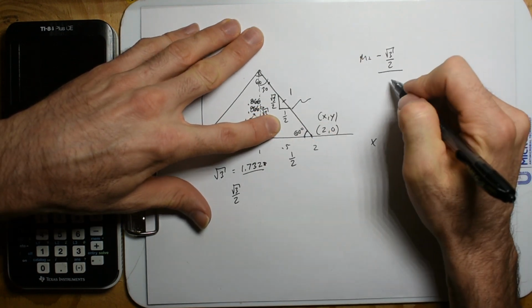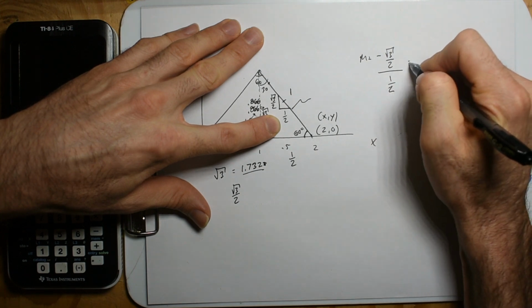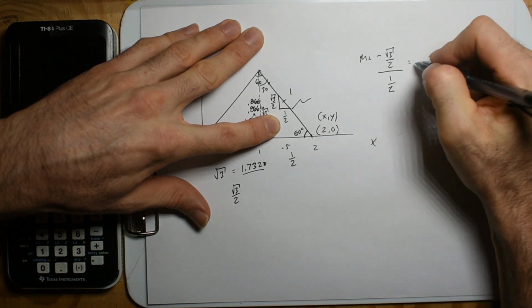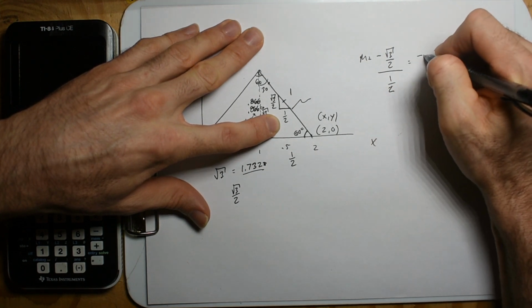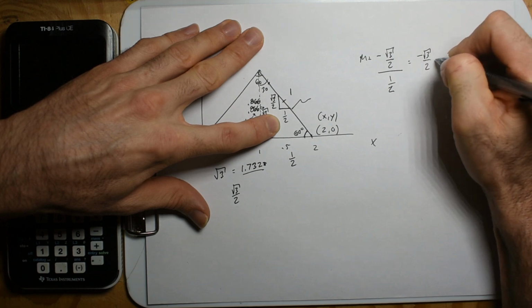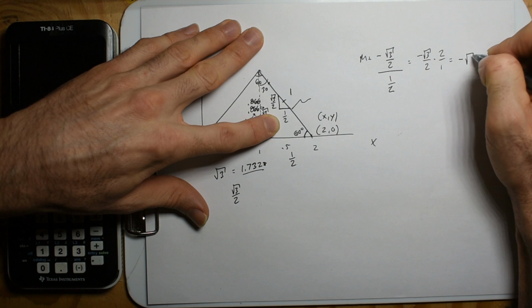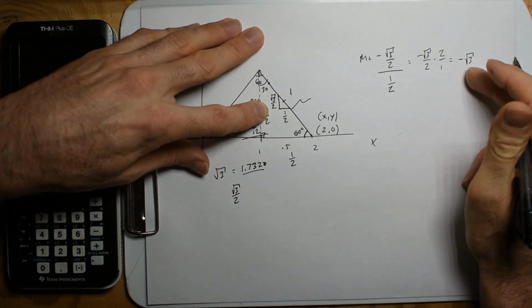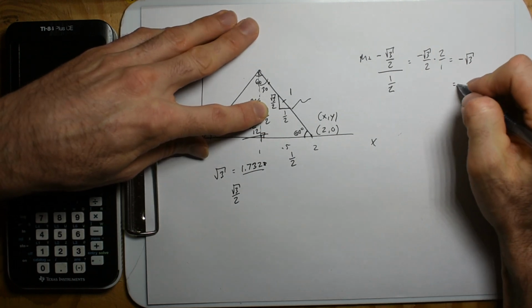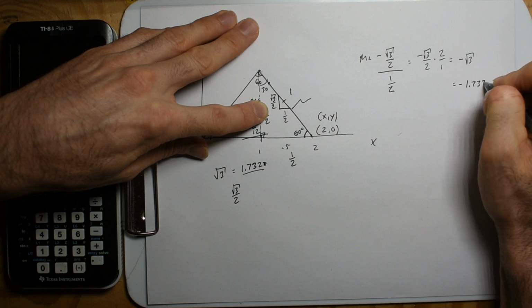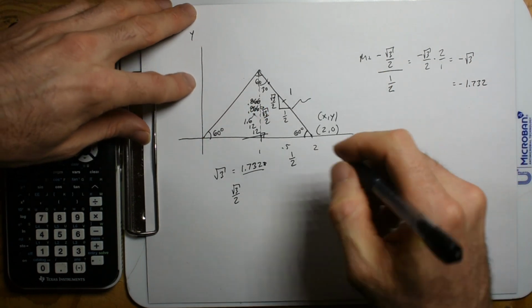And then my run is 1/2. Okay, hell yeah. So dividing by a fraction is multiplying by the inverse. And so I can multiply by 2 divided by 1. So right here my slope is negative square root 3, which is negative 1.732. Always good to write out because, like, you're like, hell yeah.